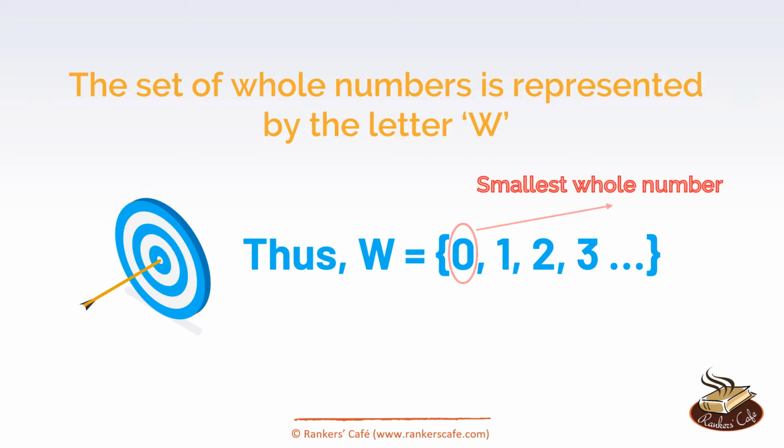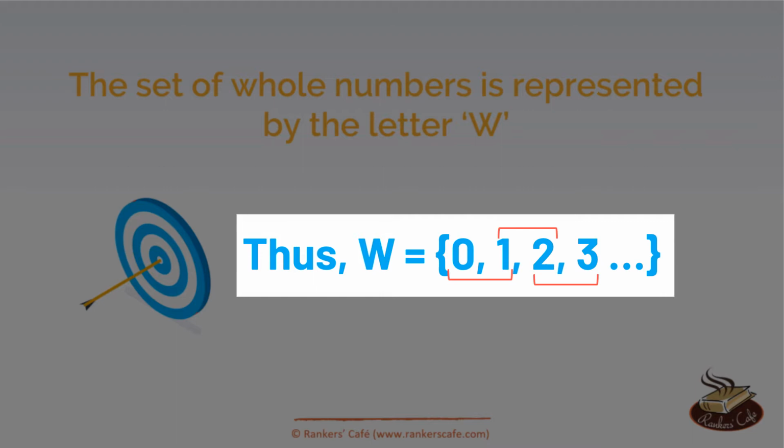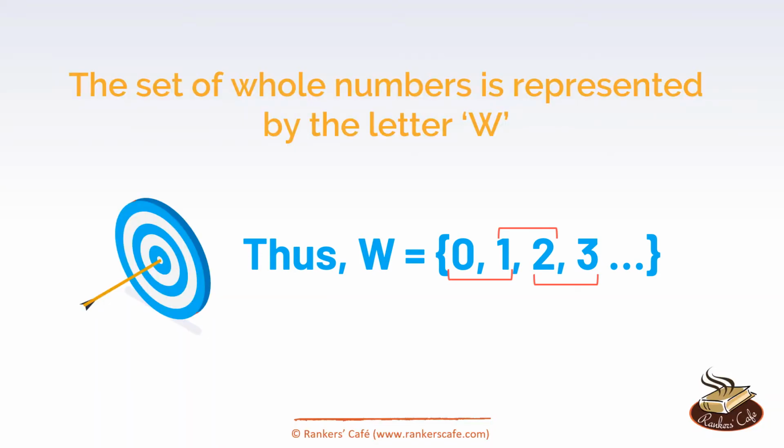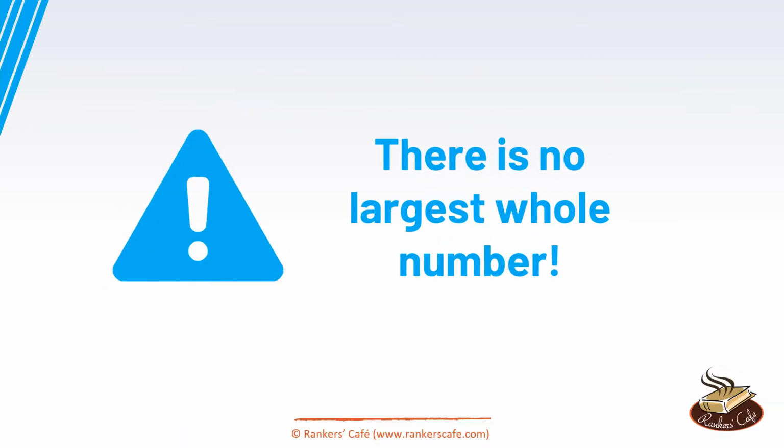Whole numbers are very similar to natural numbers. Let us look at 3 important properties of whole numbers. The first property is 0 is the smallest whole number. The second property is whole numbers increase in steps of 1. And the third property is just like natural numbers, there is no largest whole number. All these 3 properties are self-evident and I am sure there is no need to further explain them or to prove any of these properties.